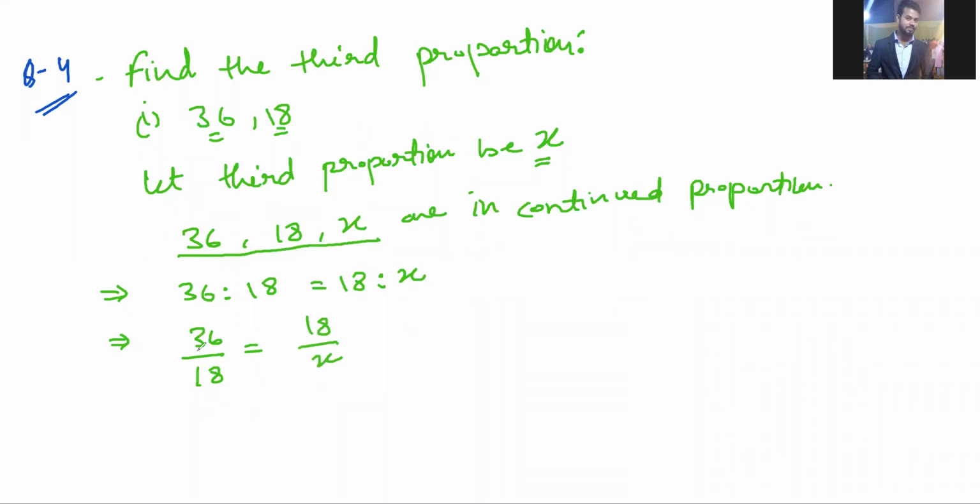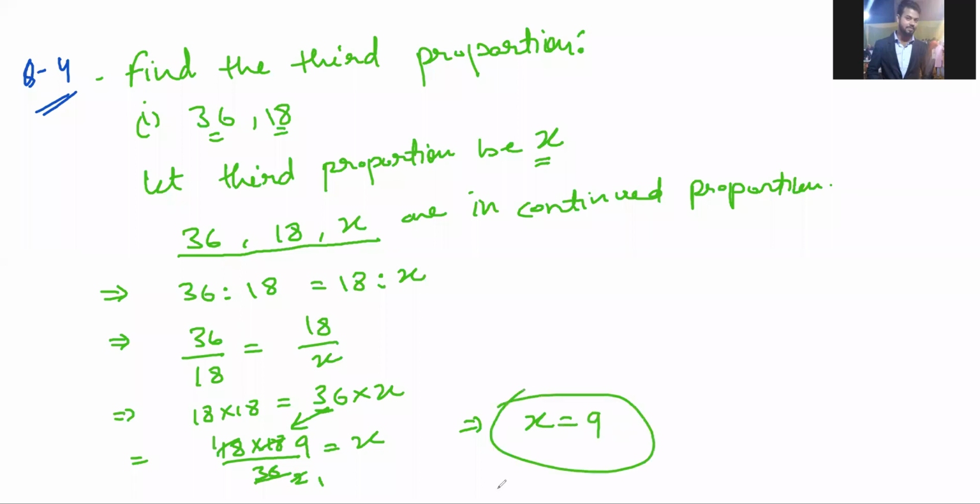So do cross multiply. 18 into 18 is equal to 36 into x, and find the value of x. So x is equal to, when we will take this 36 this side, it will come in the denominator, because here it is in multiply, it will come in divide. So beta, 18 into 18 upon 36, 18 ones are 18, 18 twos are 36, 2 ones are 2, 2 nines are 18. So what is your answer? X is equal to 9. Okay, x is equal to 9.